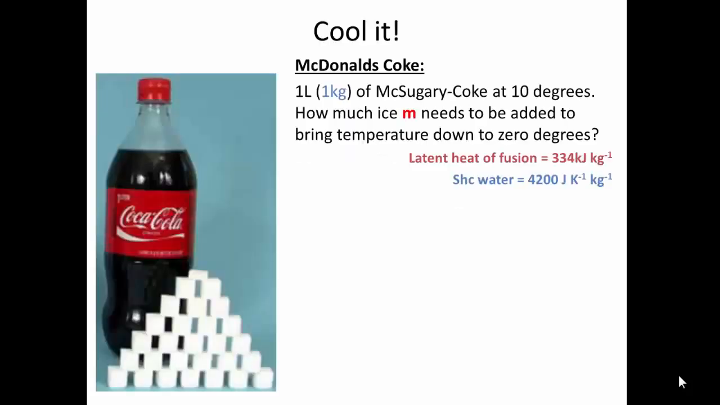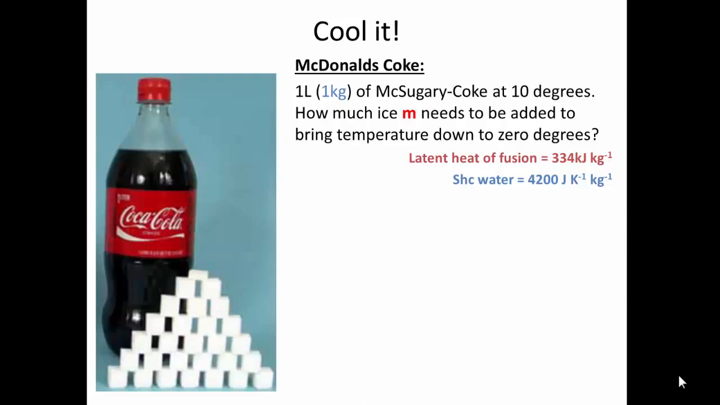We're going to look at some worked examples on thermal physics. Cool it. Here we have a bottle of McDonald's Coke. So we have 1 kilogram or 1 litre of this McSugary Coke at around 10 degrees from the fridge. We want to find out how much ice is needed to be added to bring the temperature down to 0 degrees.